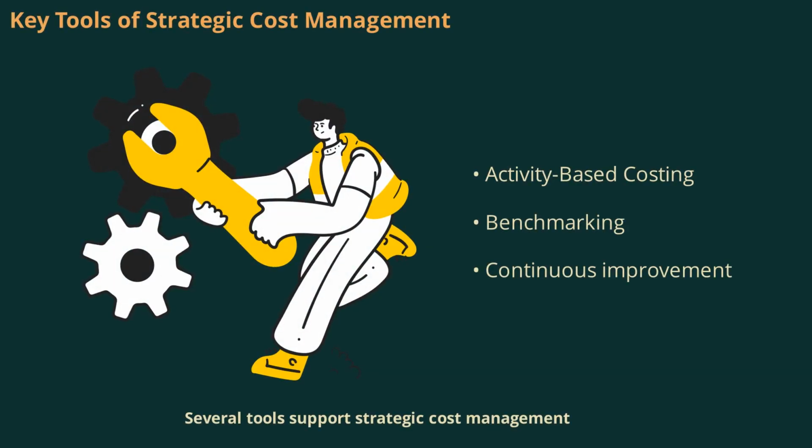Several tools support strategic cost management, including activity-based costing for accurate cost allocation, benchmarking for identifying best practices, just-in-time systems for inventory efficiency, Kaizen for continuous improvement, target costing, theory of constraints, total quality management, and value chain analysis. Each tool helps align costs with business strategy and drive superior performance.